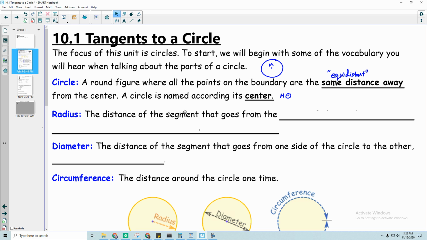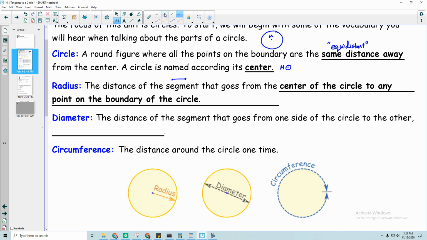Next thing, the radius. This is just the distance of the segment. So it's a segment, a starting point and an ending point. It's a segment that goes from the center of the circle to any point on the boundary of the circle. So if we look at our circles down here, there's the center, that's where the segment starts, and then it can land anywhere on the boundary. So here the radius lands right there on the boundary. That is the segment that goes from the center to some point on the boundary of the circle.